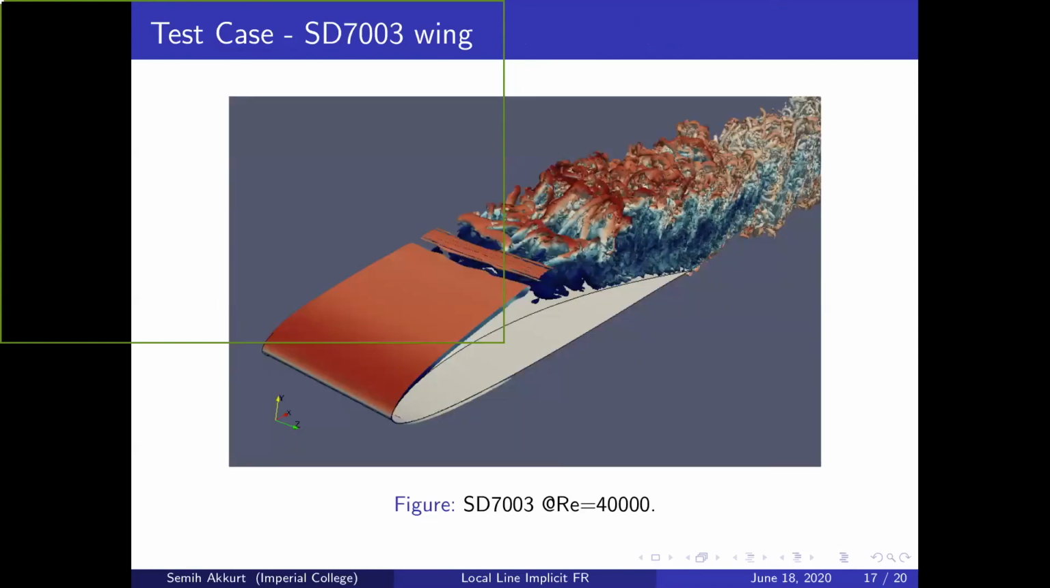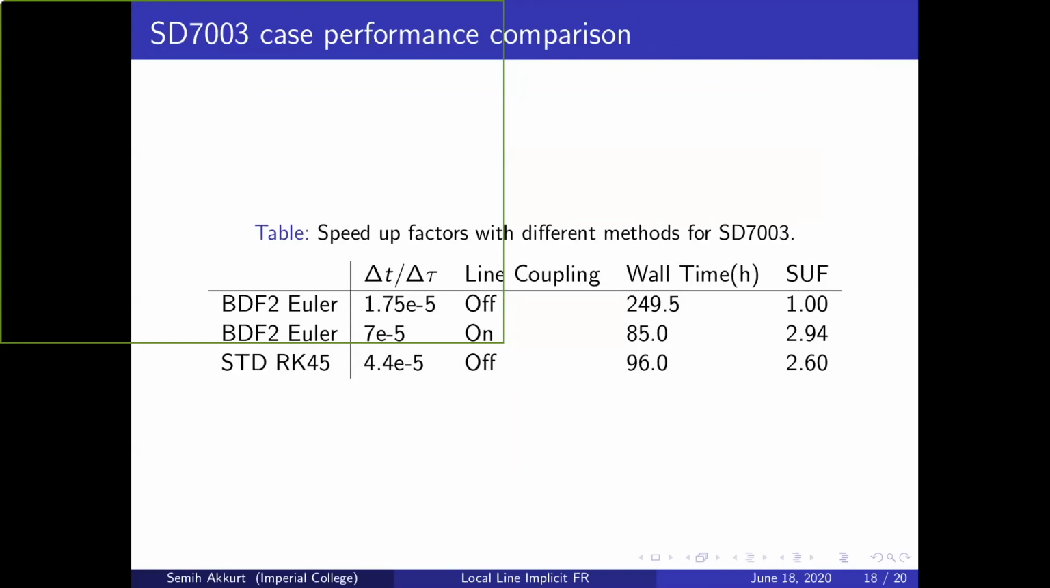The next test case is the SD7003 at Reynolds number 40,000. And this picture shows the Q criterion. In the beginning, there is a laminar separation, and then there's transition to turbulence. Again, I'm not going to do a comparison in accuracy. I'll just do a performance comparison. The same BDF2 with element-wise coupling is the baseline. And when I turn line coupling on, I have around 3x speedup.